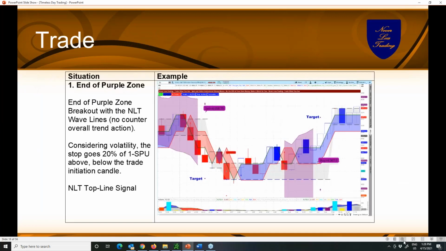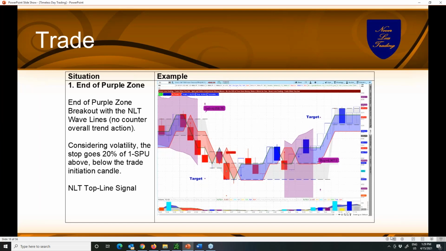And so here's the first situation when you want to trade, because the other 8 rules you had were for when you don't want to trade. Here you see we want to trade at the end of a purple zone, yeah? Ambiguity, direction is found, bang, we enter the trade to the short side, as you have it here on the chart, and to the long side. Yeah, pretty easy. It's a top line signal. The stop goes 20% of a SPU above or below the candle, depending on whether it's a long or short opportunity.